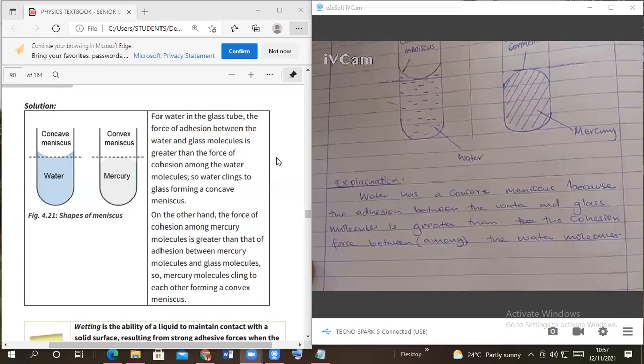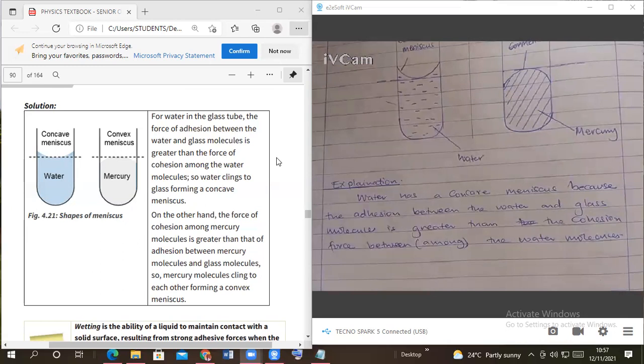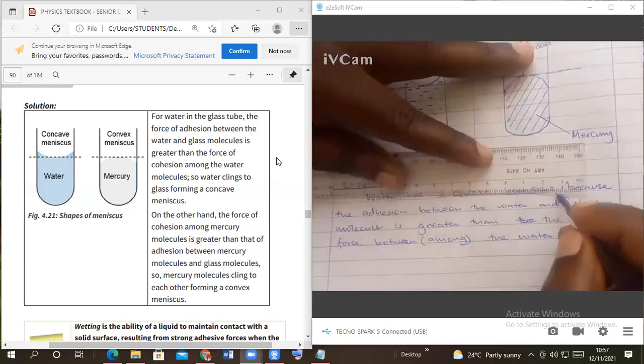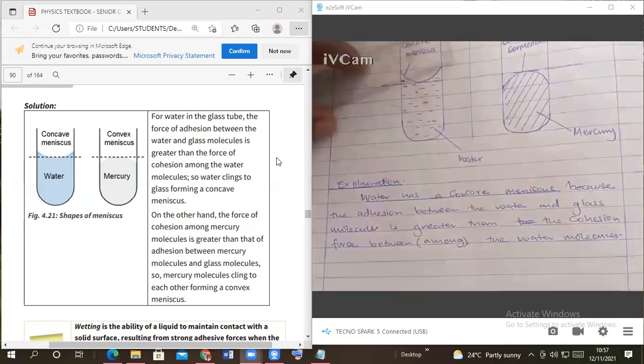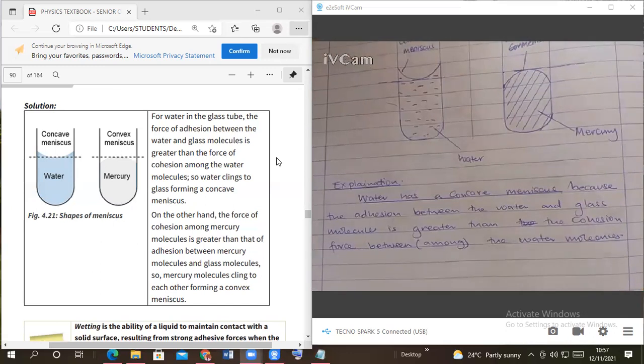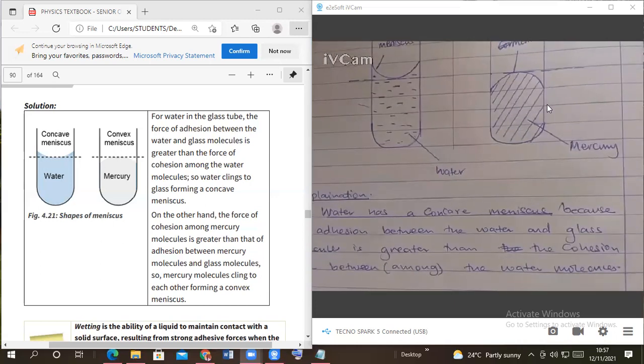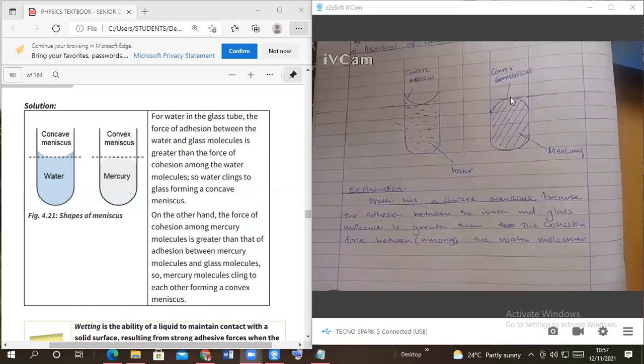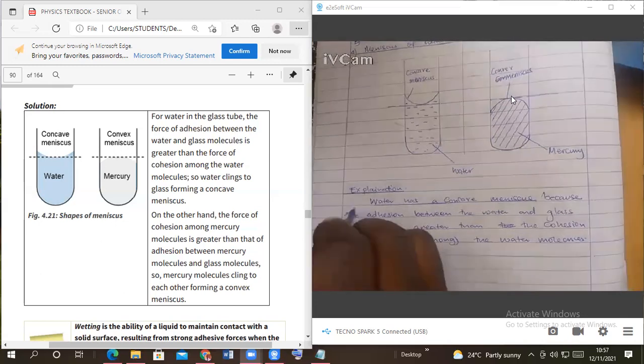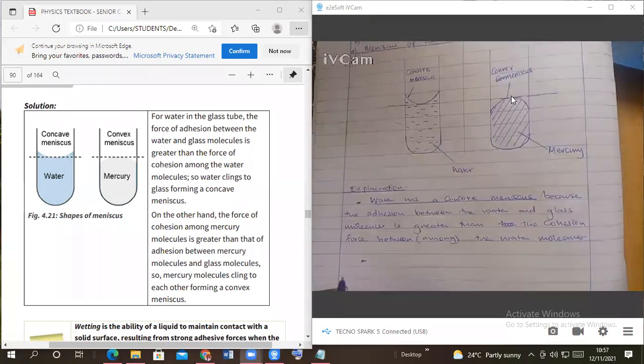Okay, so that's the reason why water has a concave meniscus. Shown, it is what? Concave meniscus. Is it okay? Meniscus. So let us write down why mercury has a convex meniscus. So this was for water, so 2 for mercury.